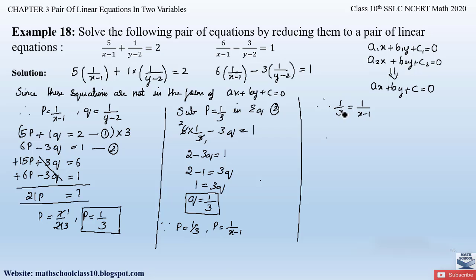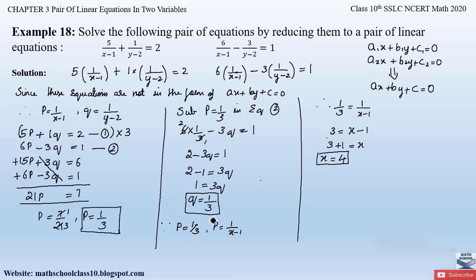So let us cross multiply here. So 3 into 1 will be 3 equal to x minus 1 into 1 will be x minus 1. So let us send this minus 1 to the left hand side. So you will get x equal to 3 plus 1, therefore we can write x is equal to 3 plus 1 is 4. So we got x value.